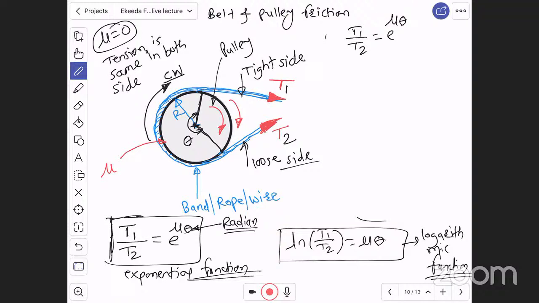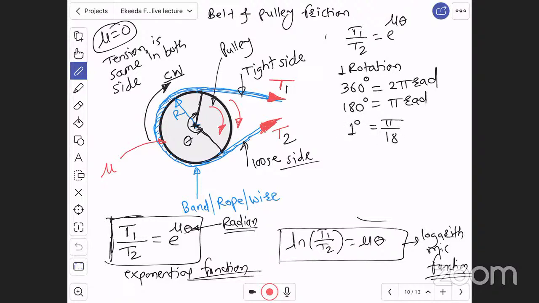Therefore what is one rotation? One rotation means complete one rotation, which means 360 degree, which is nothing but 2 pi radian. Therefore 180 degree is equal to pi radian. Therefore can I say 1 degree is equal to pi by 180 radian? This is the unit conversion required in numericals.